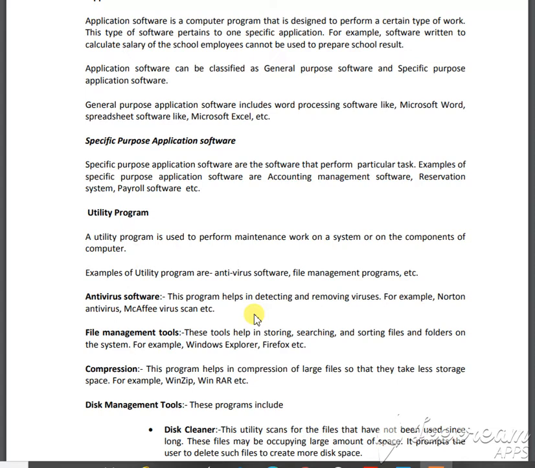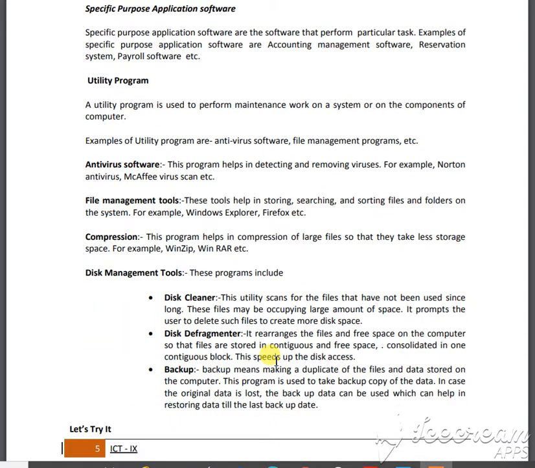File management tools: we store and search files and also work in different folders, like Windows Explorer and Firefox. Compression: I asked you to send your documents in PDF form or zip form, so there are WinZip, WinRAR, RAR, etc. Disk management tools are different types of disk management programs, like cleaning your disk, defragmentation of your disk, and backup of your disk.